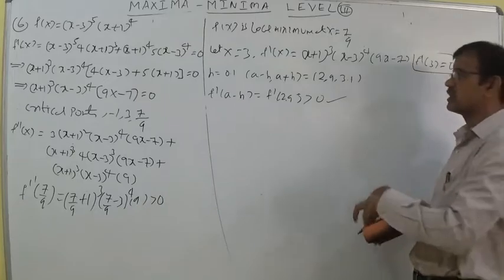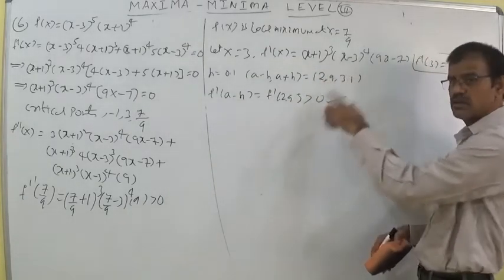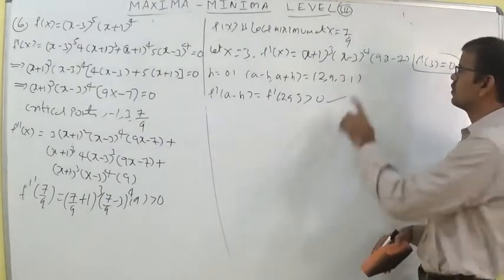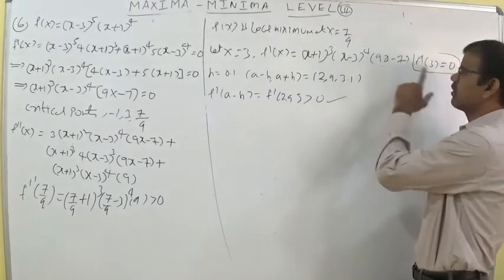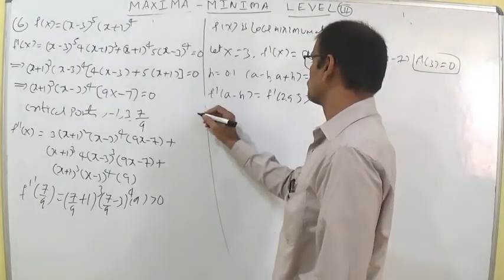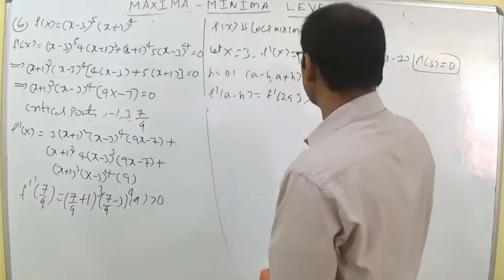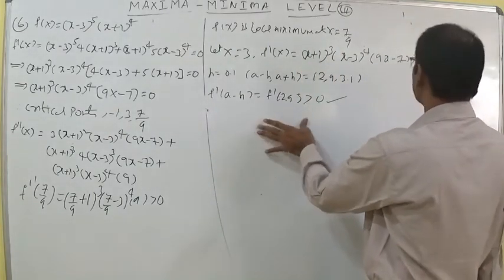Substitute the value, students. Here 2.9 plus 1 is positive, the whole cube is positive. 2.9 minus 3 is negative, even though it is negative, the power 4 is there, so you can say it is positive. 9 into 2.9 minus 7, it is positive. So now let us discuss about the value. Previously we had written f dash of a minus h, it is positive.